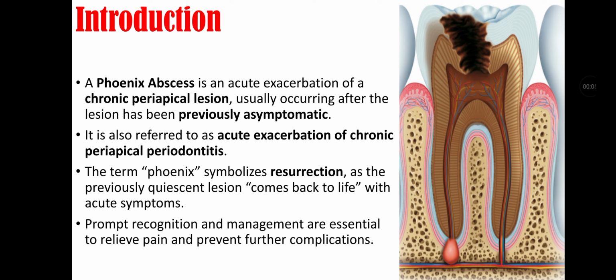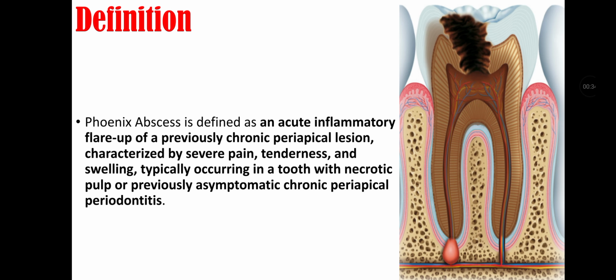So let's start the topic with the introduction. Phoenix abscess is an acute exacerbation of a chronic periapical lesion, usually occurring after the lesion has been previously asymptomatic. It is also referred to as acute exacerbation of chronic periapical periodontitis. The term Phoenix symbolizes rebirth, as the previously quiescent lesion comes back to life with acute symptoms. Prompt recognition and management are essential to relieve pain and prevent further complications.